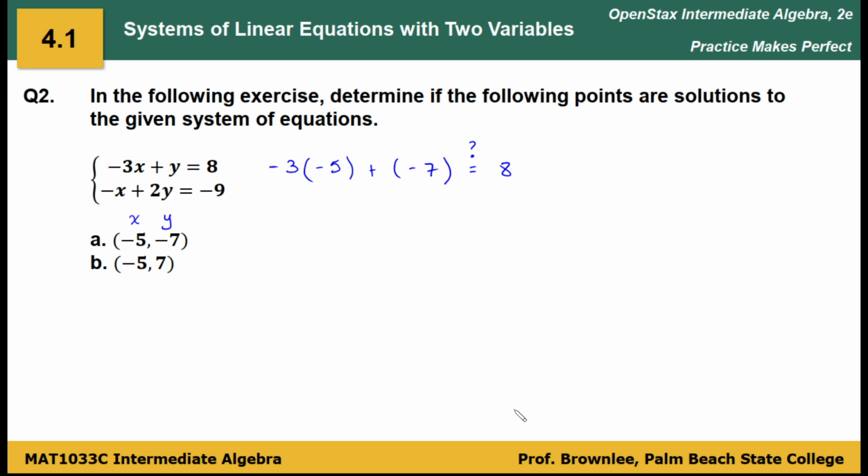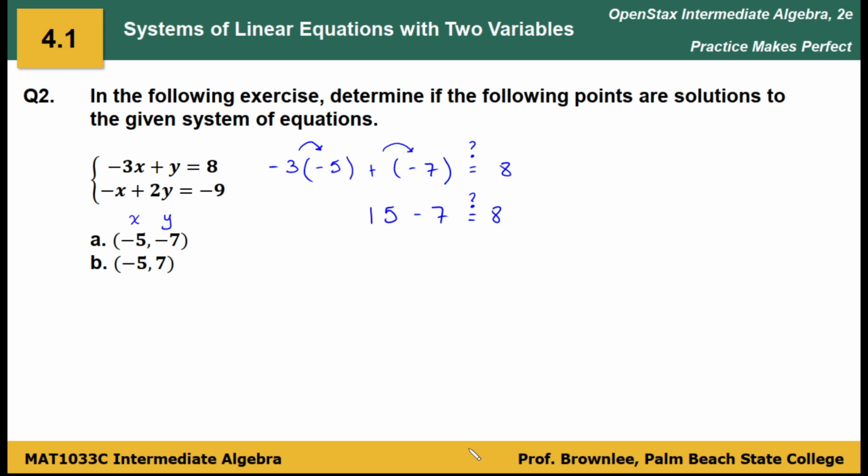Let's do a little bit of cleanup here and see what happens. We'll distribute here. -3 times -5 is going to give us +15, and then a +1 on the outside times a -7. A positive times a negative is always negative, so that'll be a -7. We want to know, when we simplify, do we ultimately end up with an 8 on the left-hand side?